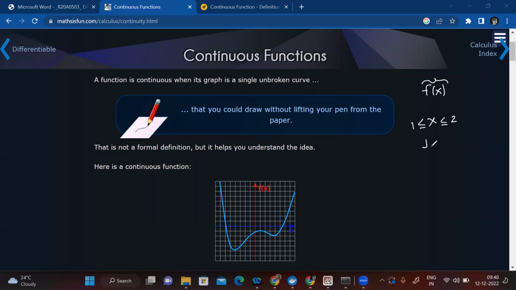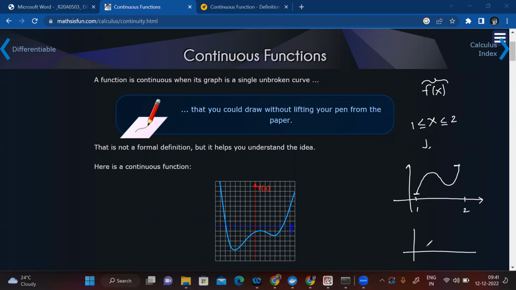Now we are plotting this f of x. This is a plot, let's suppose, starting from 1 and ending with 2. Now you can observe that in this domain, the plot is unbroken. What do you mean by unbroken?